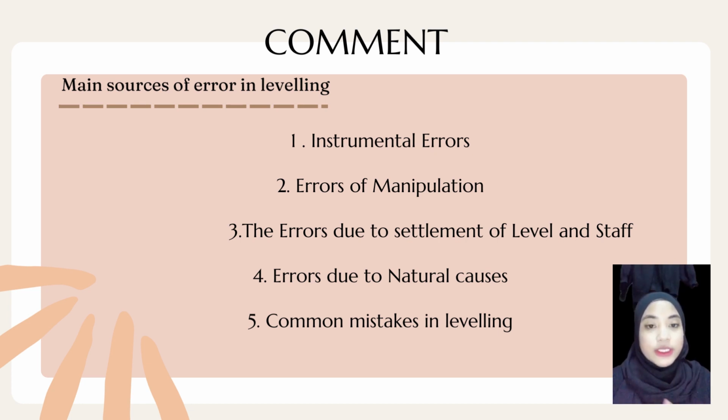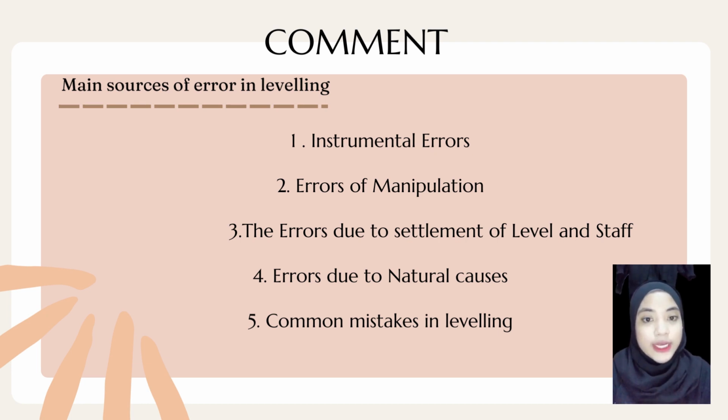I would like to present the comment, which is the main sources of error in leveling. There are 5 main sources of error in leveling, and the first one is instrumental error. In instrumental error, there are other causes. For example, imperfect adjustment. It can be eliminated by testing and adjusting the instrument and equalizing the backsight and foresight distances. Next causes are a defective level tube and a shaky tripod.